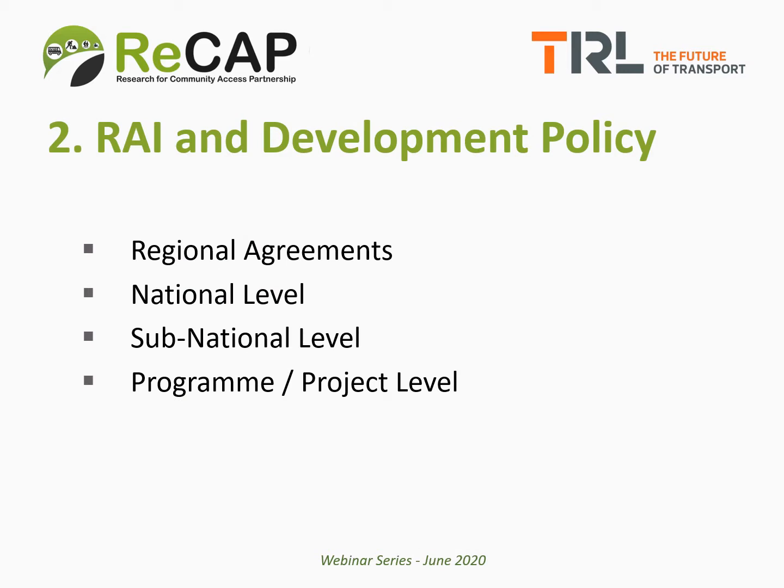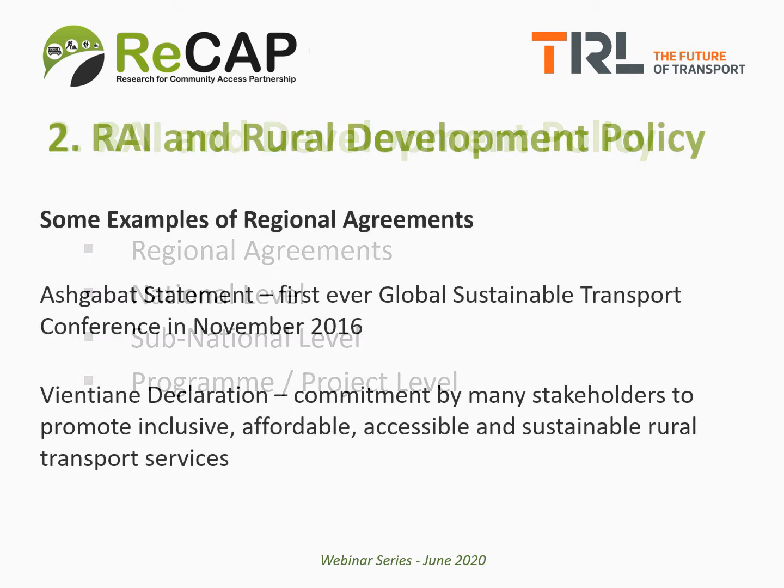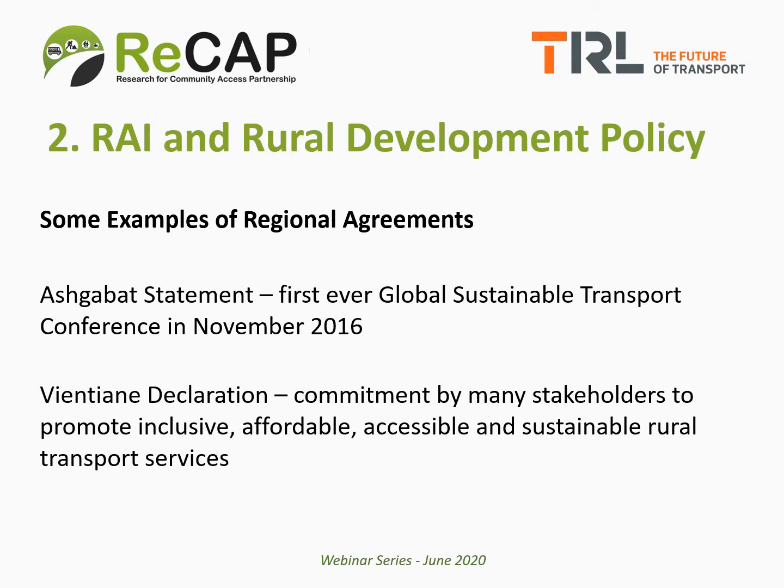We're now going to talk about RAI in policies at the regional, national, subnational, and program or project levels. At the regional level, meaning global regions, there have been several examples of agreements in which countries commit to producing rural development strategies. For example, the Ashgabat Statement arose out of the first ever Global Sustainable Transport Conference in November 2016 in Ashgabat in Turkmenistan. It reaffirmed commitment to support efforts to provide communities in rural areas with access to transport infrastructure and services. It introduced the concept of leave no one behind.